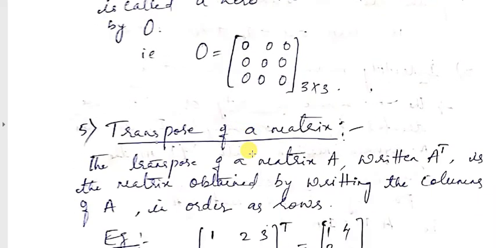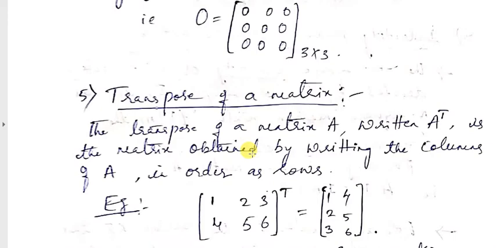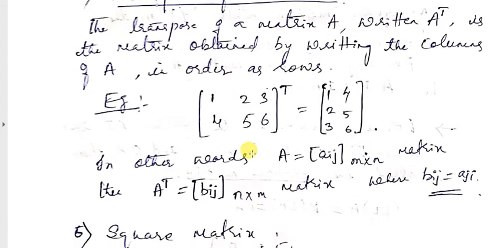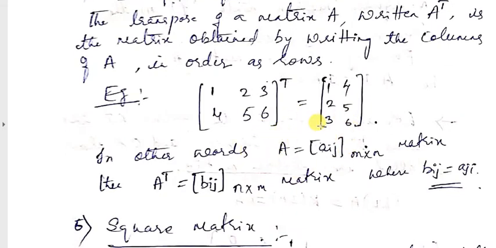The next type is the transpose of a matrix. The transpose of a matrix A is written as A transpose or A dash. It is the matrix obtained by writing the columns of A in order as rows. That is, interchanging rows to columns or columns to rows is nothing but the transpose of a matrix. Here I have given one example: 1, 2, 3, 4, 5, 6. The transpose of this matrix gives 1, 4, 2, 5, 3, 6. Here I have taken an example whose order is 2 cross 3. After the transpose, we get a matrix of order 3 cross 2.